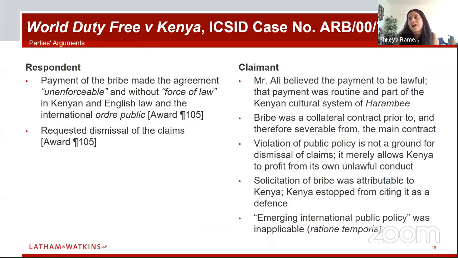Parties made the arguments on corruption, as you can see on the slide. The respondent argued that the payment of the bribe by the claimant was unenforceable and without force of law, both in Kenyan law and in English law, and that it also violated international public policy. The claimants, of course, made the arguments that we've just discussed. Mr. Ali considered the payment to be lawful and as part of the cultural system called Harambee in Kenya. And the bribe itself was a collateral contract that was made prior to the main contract. It was therefore severable from the actual contract for the investment itself.